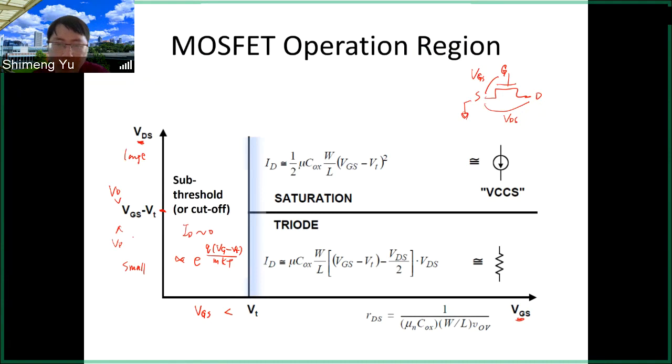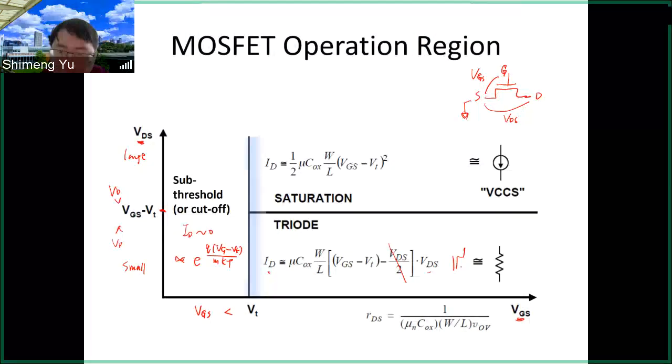And in the triode region, as we just discussed in the previous slide, if we ignore the second order term, then the ID is proportional to the VD, so it's like a linear resistor, and the resistance is given by this formula here. So that's why in the triode region, when the drain voltage is very small, we can approximate the transistor as a resistor. But in the saturation, it's different.